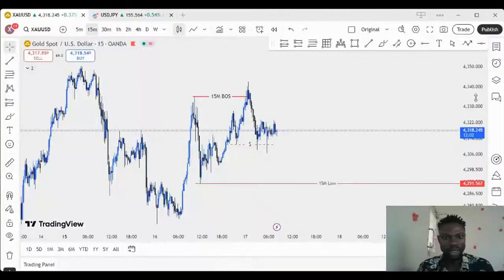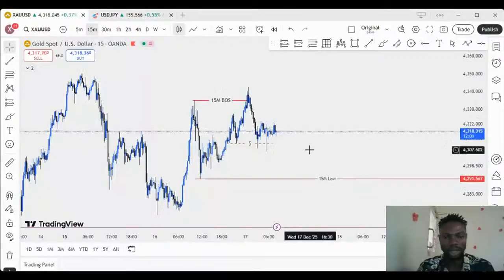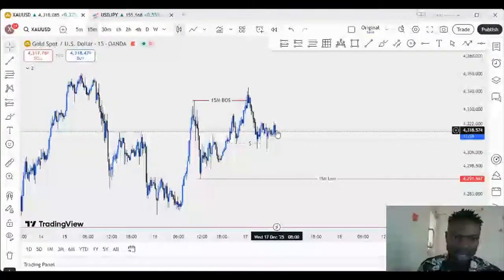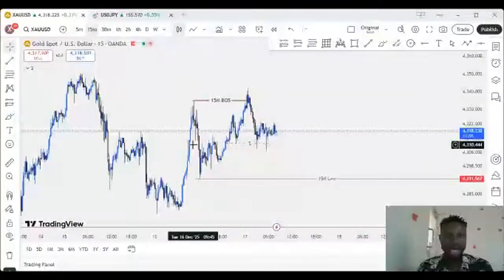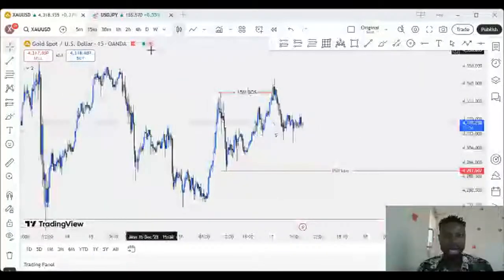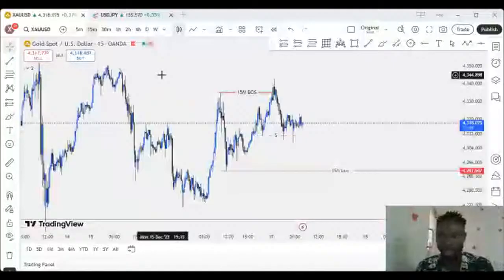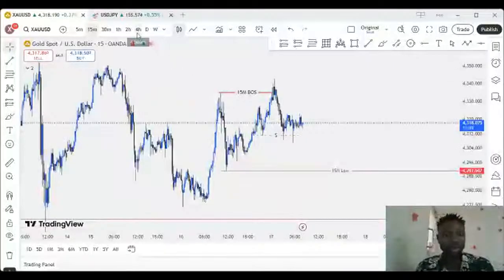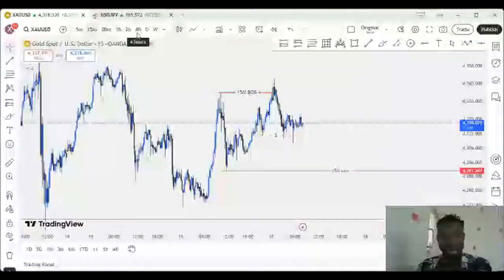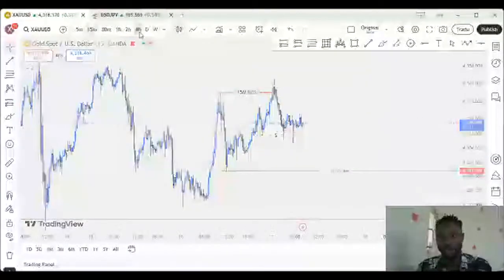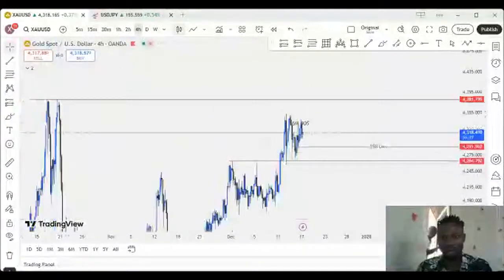Like what I always tell everybody, the number one thing we have to know is the directional bias of the market. Where is the market currently, as in the current situation of the market? As a day trader, I start my analysis from the 4 hour time frame. Now, let me go to 4 hour. This is my 4 hour time frame on gold.